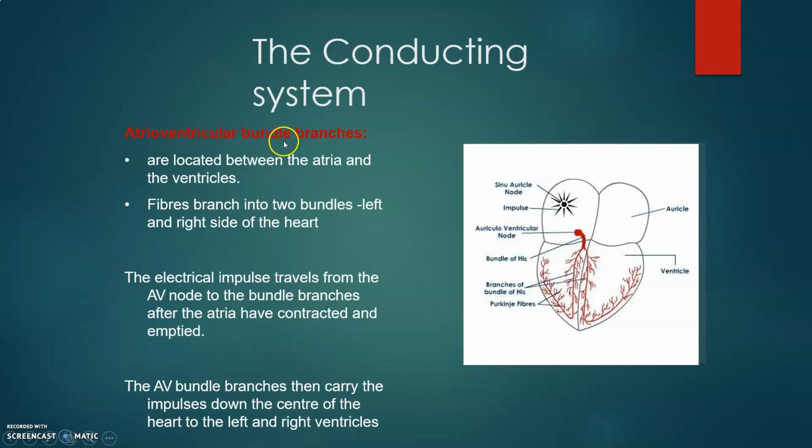Now, the atrioventricular bundle branches are located between the atria and the ventricles. As you can see, between the atria and the ventricles are located the atrioventricular bundle branches. The fibers branch into two bundles, the left and the right. The electrical impulse travels from the AV node to the bundle branches after the atria have contracted and emptied. The AV bundle branches then carry the impulse down the center of the heart to the right and the left ventricles.